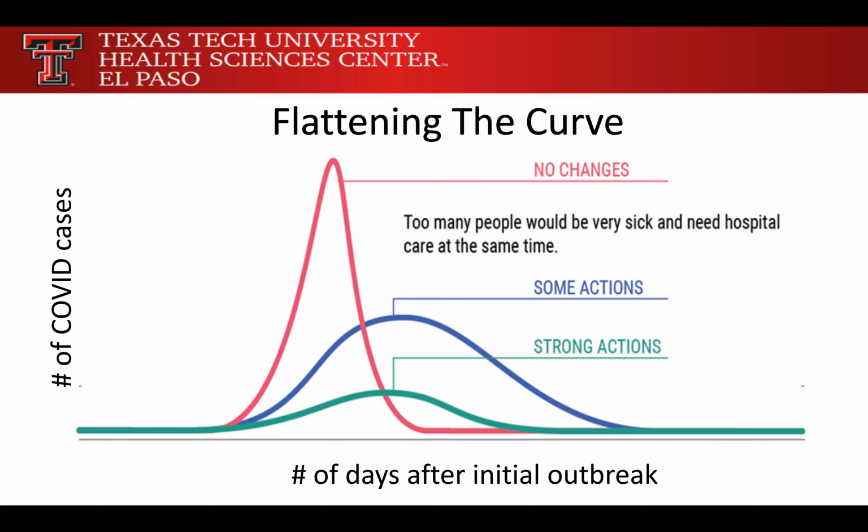Now, if we took some actions, we see a smaller, flatter, shorter curve spread out over a little bit of time. So basically you have more cases spread out over a longer period of time. And even if we take stronger actions, we see again this peak goes down. The healthcare infrastructure is better able to accommodate the number of patients and treat the people who come in because of coronavirus.